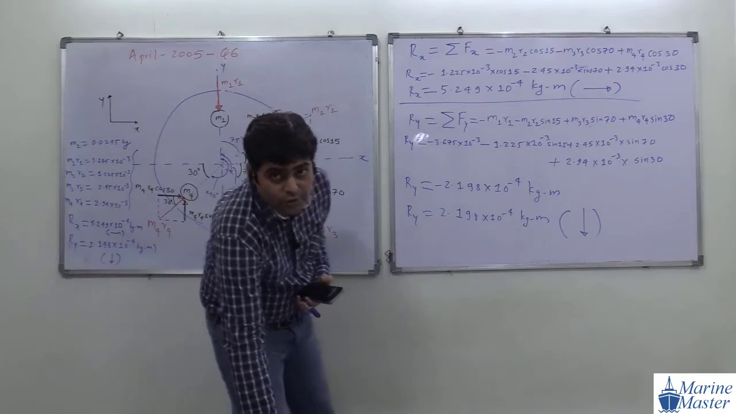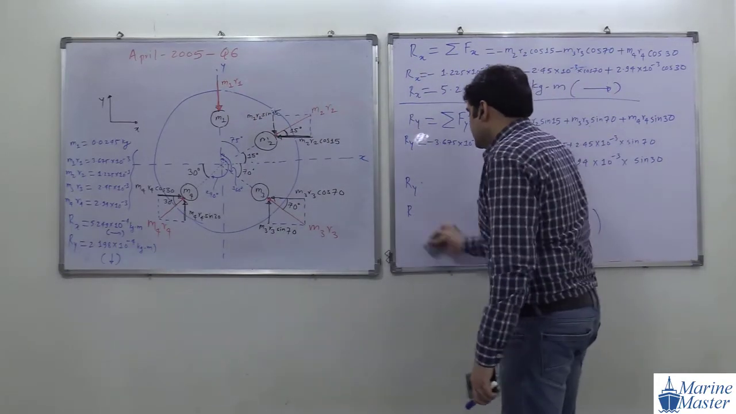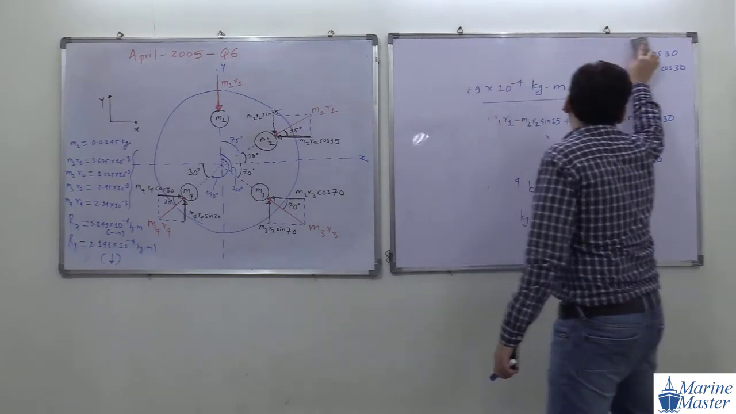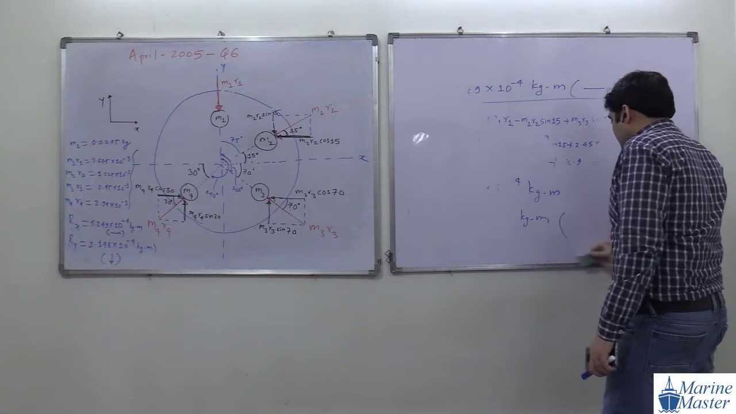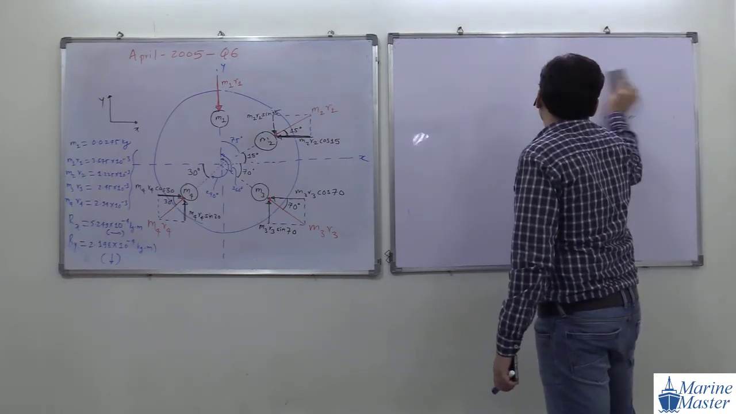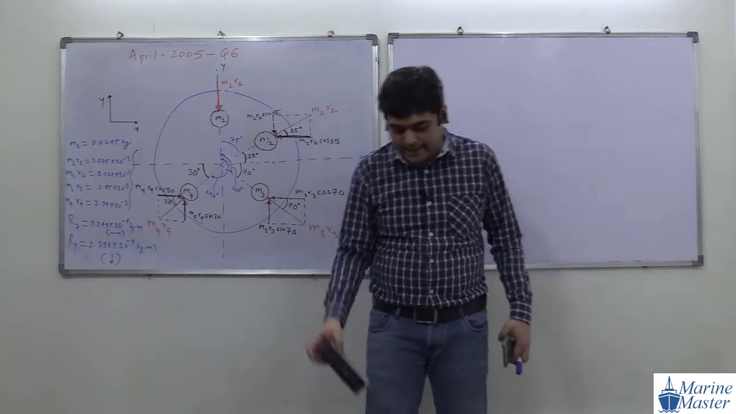So we got Rx and Ry. And from Rx and Ry, what will we get, guys? R. And what is meant by R? Resultant means out of balance force indirectly.